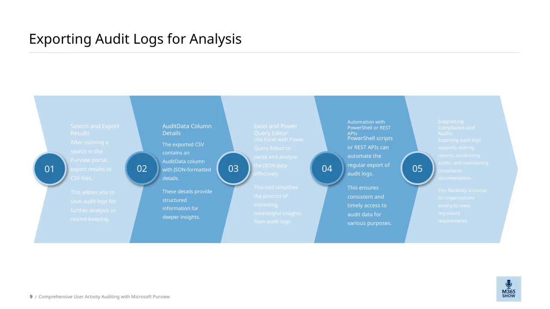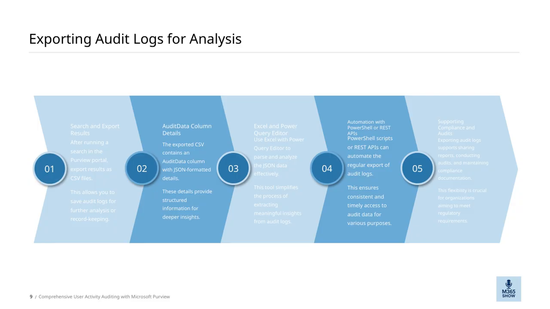Now, once you've run a search in the Purview portal, the next step is to export those results as CSV files. This is really useful because it allows you to save your audit logs for further analysis or simply for record-keeping purposes. The exported CSV includes an important column called Audit Data, which holds JSON-formatted details. These details are structured and contain in-depth information that can give you deeper insights into user activity.